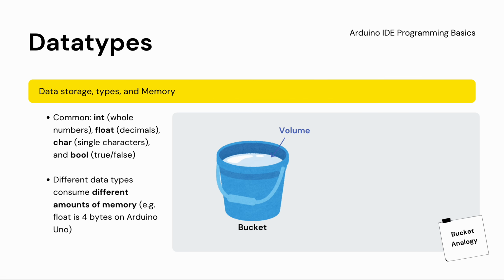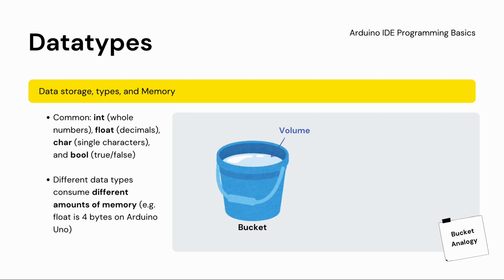Okay, data types. Data types are key to understanding variables. It deals with memory and data storage. A few common ones that you may have seen before or be familiar with are int, which is for whole numbers, float, which is for decimal numbers, char, which is a single character such as A or B or C, and then bool, which stands for Boolean, like true or false or 0 or 1.